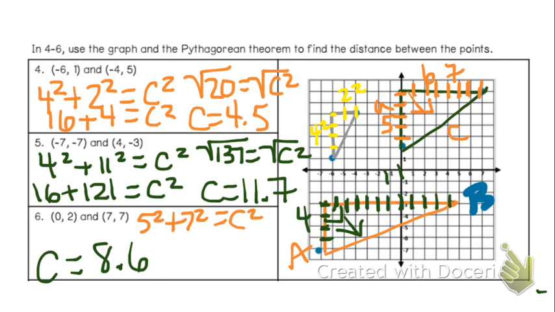So 5 squared is 25 plus 49 equals C squared. I'm going to add those together and get 74. I'm going to take the square root of 74 and we're going to get C equals 8.6.